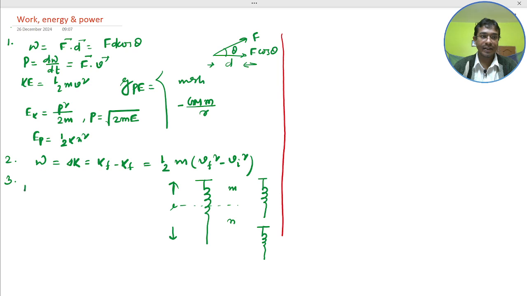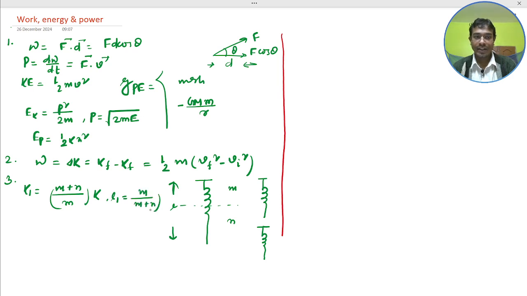After cutting, K1, the spring constant, would be (m plus n) divided by m into K, this is very important, and L1 would be m by (m plus n) into L total. This one is L1 and this one is L2. Second one, K2, another spring constant, is (m plus n) divided by n into K, and the length is n by (m plus n) into L, the total length.